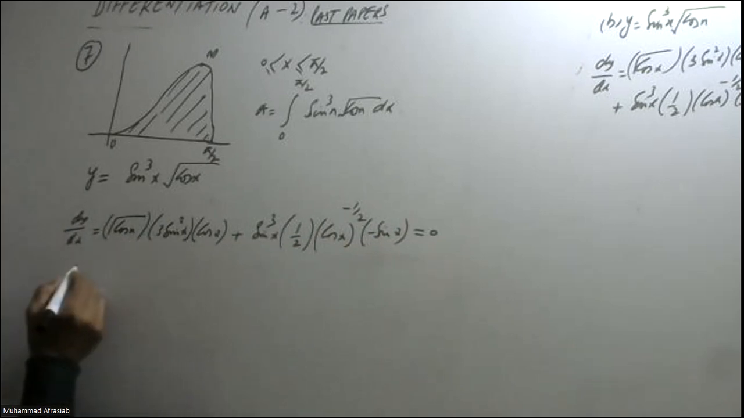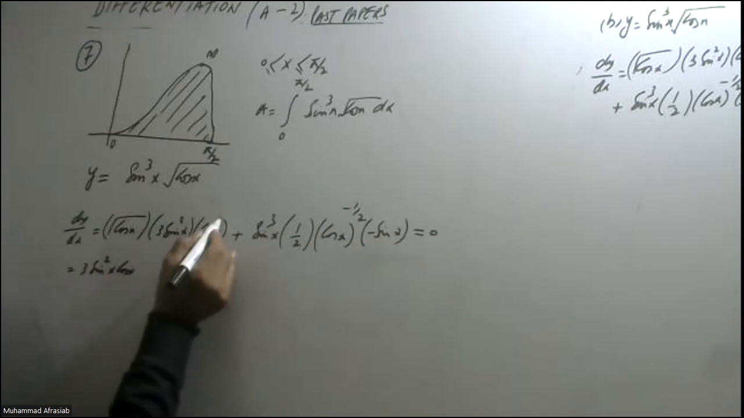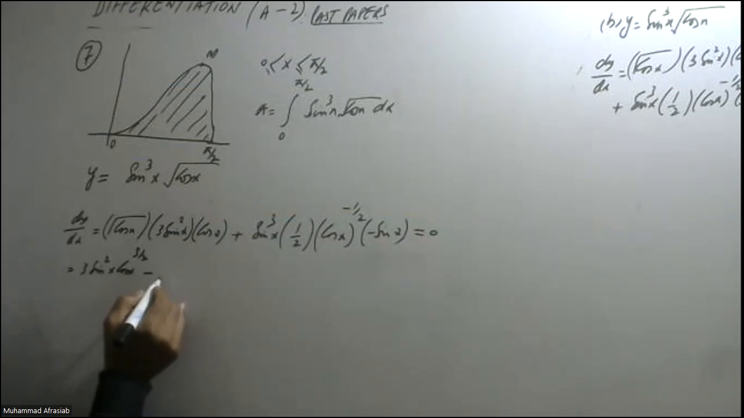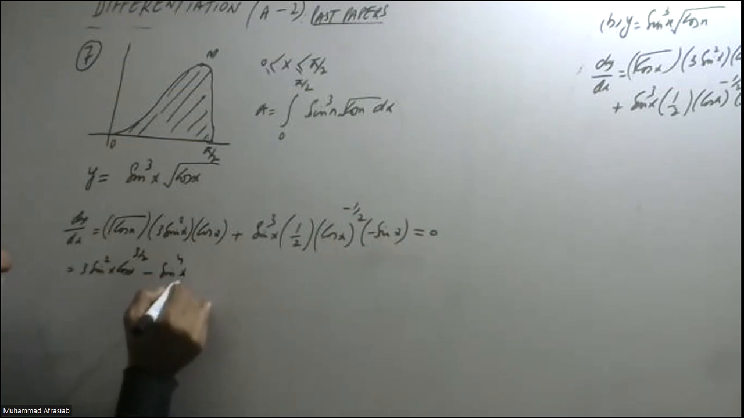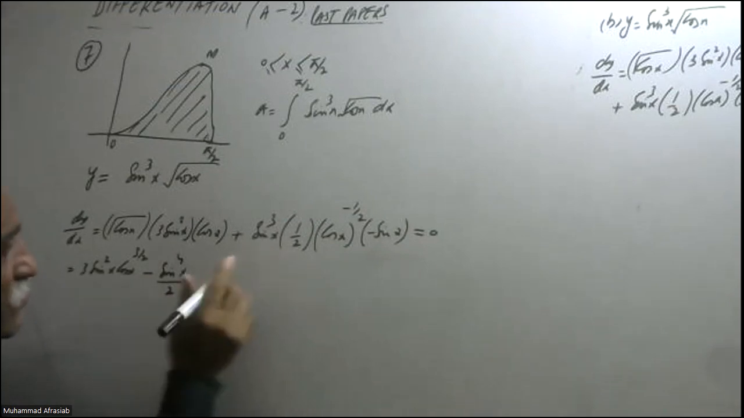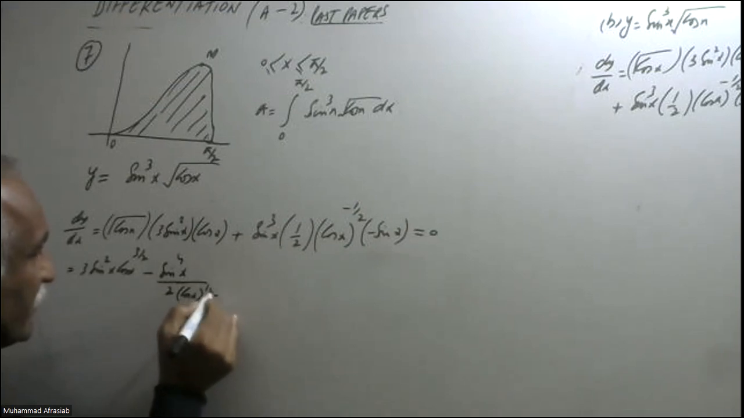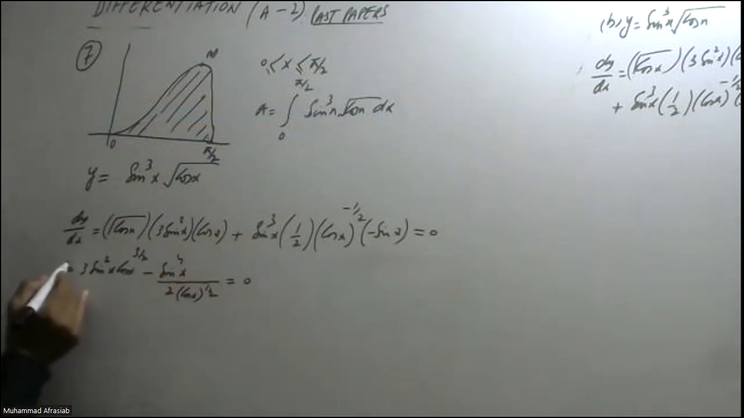So this expression will become 3 sine square of x into cos of x power 1 and power half, that will become 3 by 2, minus sine cube x into sine of x will become sine of 4x over 2 into cos of x power half. It is shifted in the denominator and that thing is equal to 0.